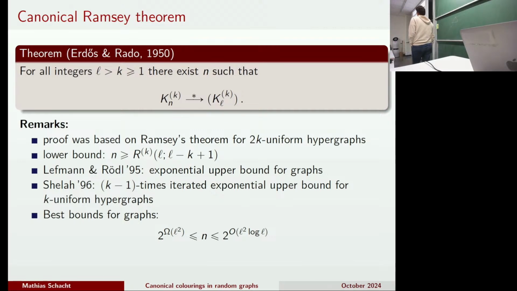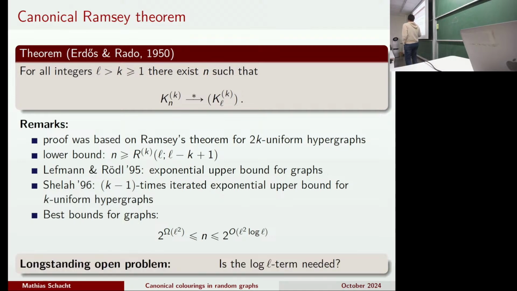So it feels that this lower bound is maybe not the right one. It seems a little bit too simplistic if I just forbid monochromatic copies of KL, and for the rest I just say I don't take enough colors. However, it's a very hard and long-standing open problem to understand that better. And for example, the question whether this log L is needed or not is considered a very difficult question.